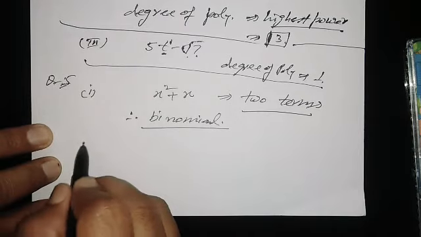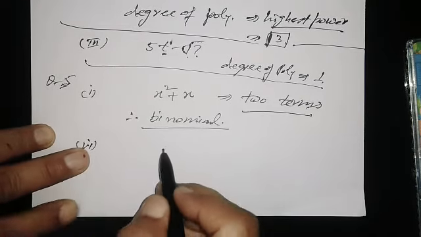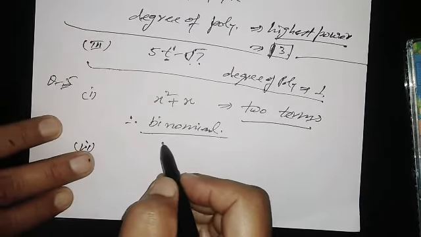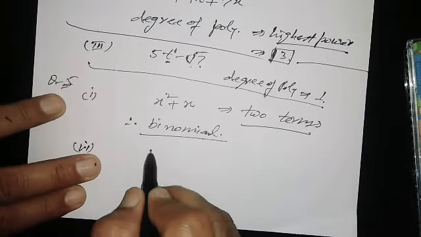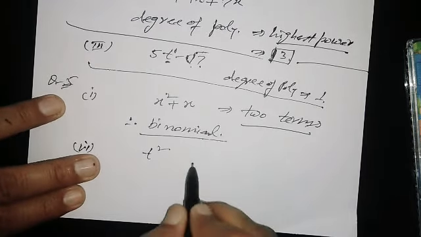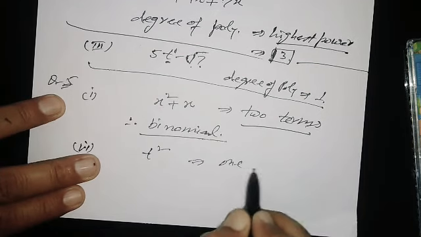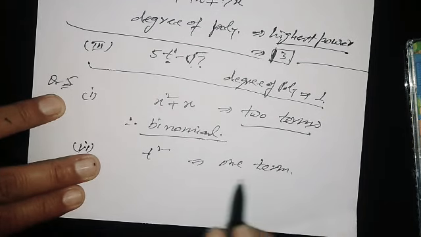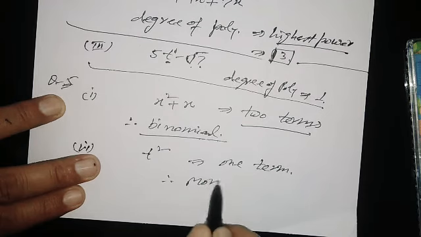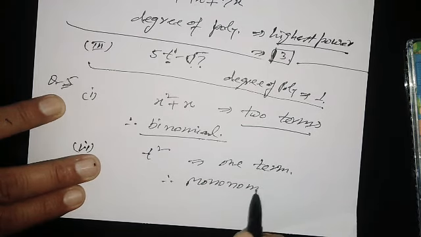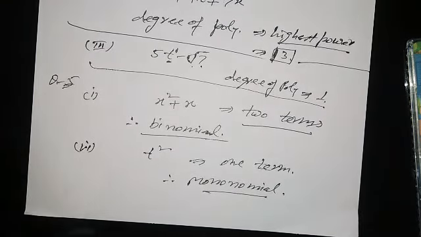You can take the sixth point, that is having t square, as it contains one term only, so it is called monomial. Okay, very easy exercise, very easy questions.